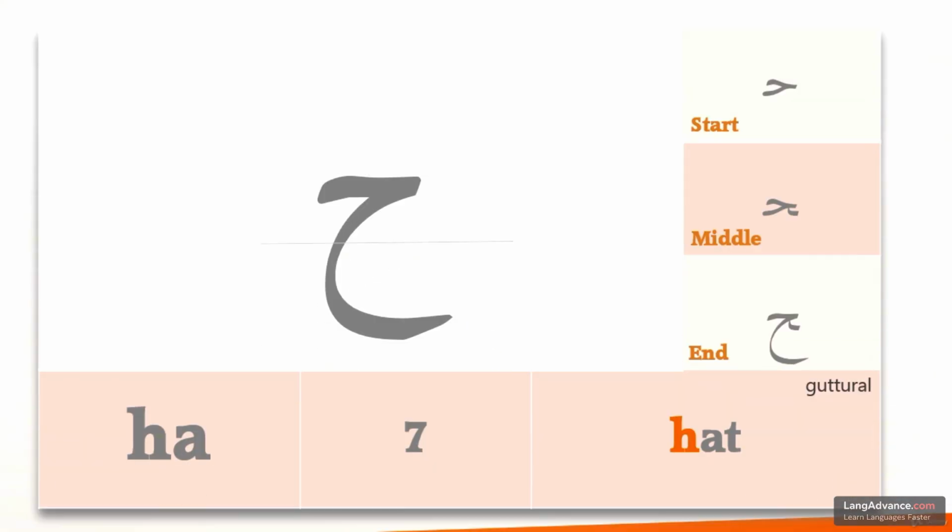The next letter is ha. This is a bit tricky to make for starters. This is because we are used to the ha, like hat, but we have to make it more guttural. Ha, hat, but more guttural, as in ha. So at the start is like this, middle and end, and the number 7 is used to denote the ha in Arabic chat script.